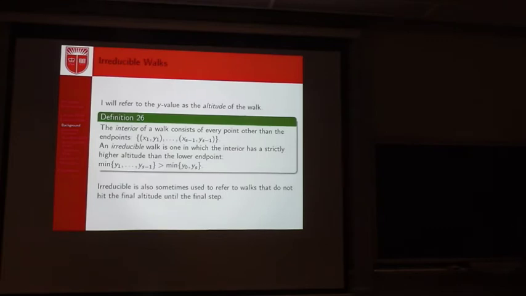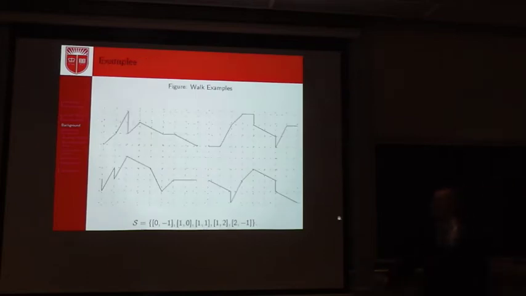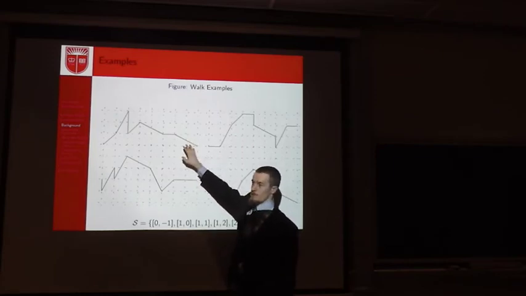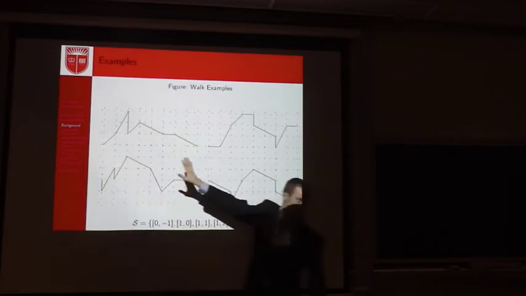Some other definitions of irreducible will hopefully be apparent from the context. Irreducible sometimes refers to walks that do not touch the final altitude until the final step. So this is also irreducible in the sense that it doesn't touch this altitude until the final step, ignoring the first part.